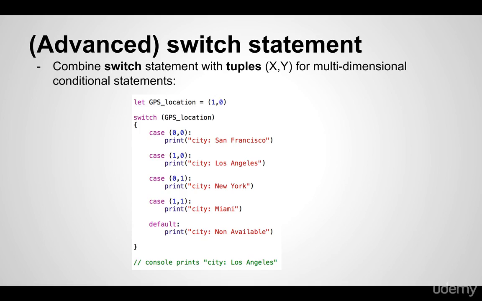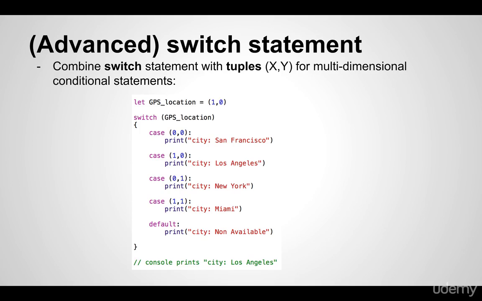You have the GPS location that has longitude and latitude, which is, let's say, 1 and 0. Obviously, it has been simplified here, because usually longitude and latitude are decimal numbers and are way longer than this, but here it's been simplified for the sake of the example.